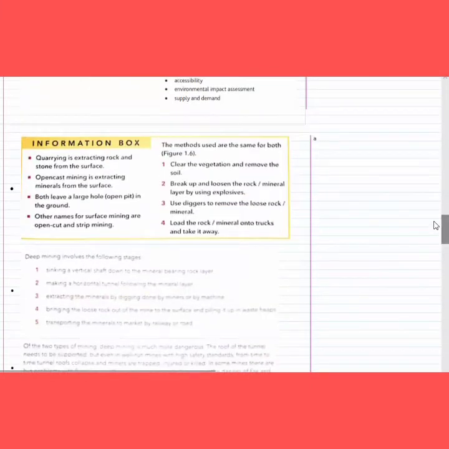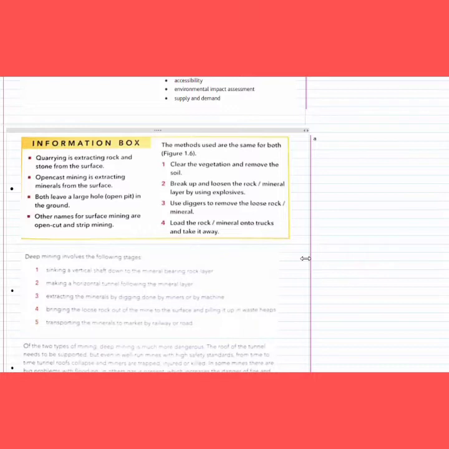Open cast mining is the idea that you're extracting minerals. However, quarrying is the idea that you're extracting rock. The similarity is that both are going to have the same procedure, and they both are going to extract either rock or mineral from the surface. They're both going to leave a large hole in the ground. Then, there are several other terms for open cast mining: open cut mining, strip mining, and open pit mining, okay?